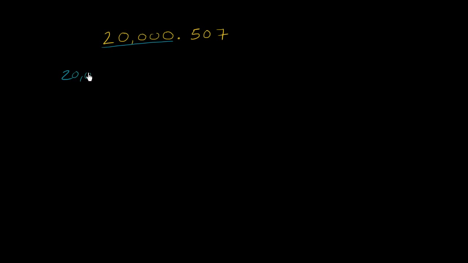So we have 20,000, and then what do we have on top of that? Well, we have 5/10. This is the tenths place, so we could literally write that as 5/10. Then we have 0 hundredths. I'll write that as a hundredths place just so that we can keep track of it. And then finally, we have 7 thousandths. That's the thousandths place. So we could write that plus 7 thousandths.